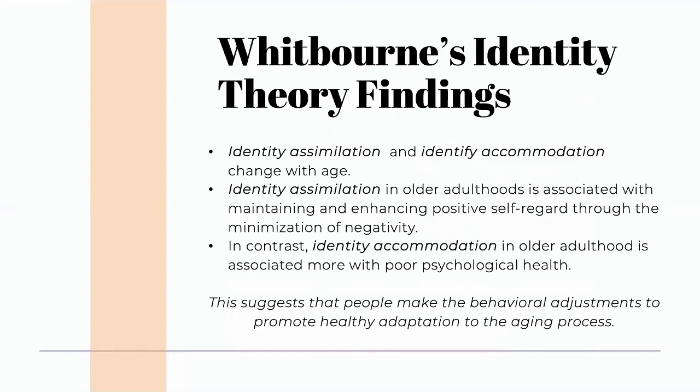So Whitbourne's identity theory findings say that identity assimilation and accommodation change with age.